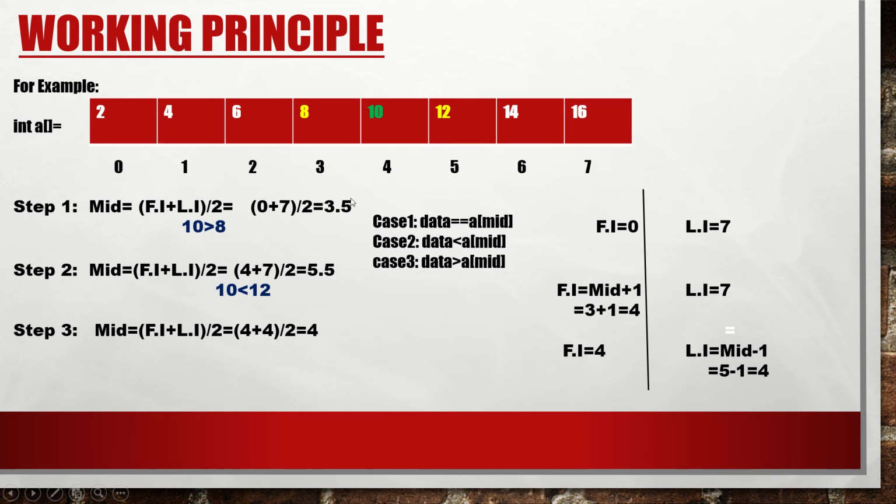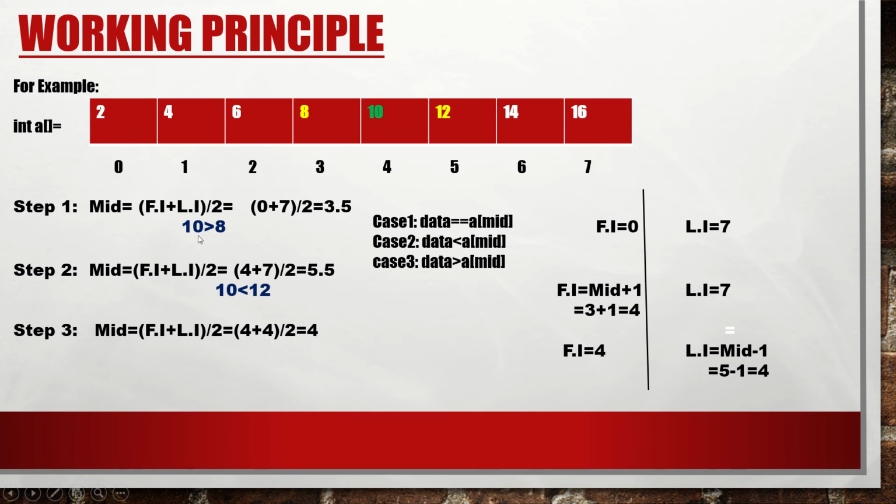Okay. Now 3, that means this one. You see the cursor over here. 3 means this one, that is the 8. 8 becomes the mid. Now suppose element to be searched is 10. I have highlighted the element to be searched with the green color. That is, element to be searched is 10 over here.